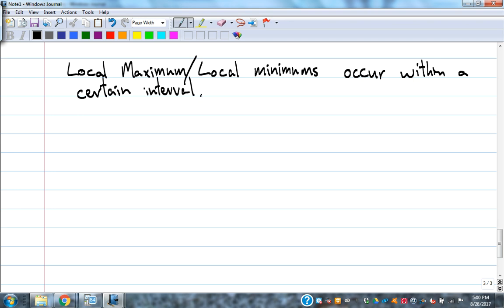So if I ask you for a local max or a local min, I would need to know, like, locally where it's at, between what interval. So if I said, okay, between -5 and +3, what's the local max or local min? If I said local max, you're looking for the highest point in between those two x values. If I ask for local minimum, I'm looking for the lowest point in between those two values. Local maxes and local mins happen within a certain interval, and they're going to have to tell you what interval that's in. Okay? Absolute maxes and mins.